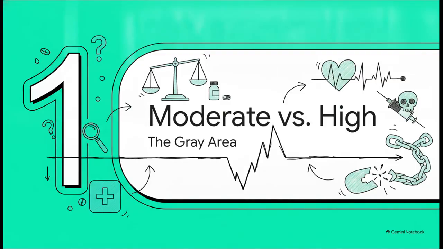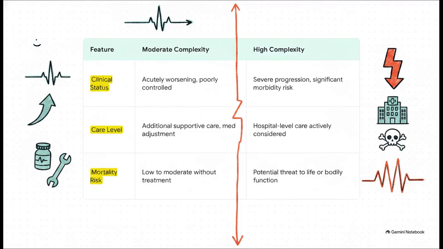Let's kick things off with Section 1, moderate versus high complexity, the ultimate gray area. We're starting right at what is arguably the most dangerous intersection in medical coding, that razor-thin line separating moderate and high complexity on the medical decision-making table. When you compare the clinical language between these two, there is a massive shift. For moderate complexity, a patient's condition is acutely worsening, maybe requiring a medication adjustment. But high complexity, that actively triggers the consideration of hospital-level care and carries a significant risk of morbidity. You literally cannot just guess between the two. The provider's documentation has to reflect this exact shift in severity.